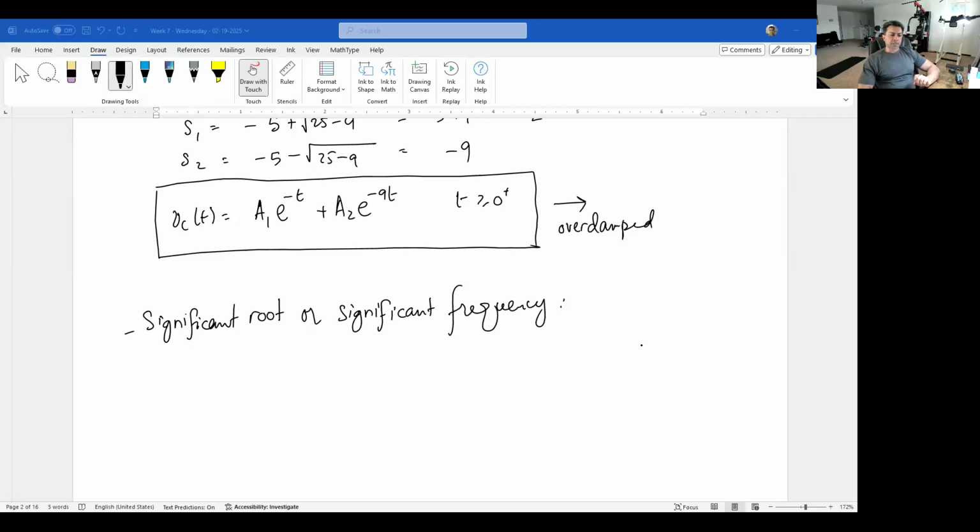Significant root or significant frequency basically is the root or the frequency that is going to take longer to decay, because the shape of your curve depends upon which term. If you have 5 exponentially decaying terms, let's say, right now we have 2, well, let's say you have 2, 3, 4, and all of them are exponentially decaying. The term that is going to take the longest time to decay is going to define the shape of the curve. And the frequency corresponding to that term, or the root corresponding to that term, is called the significant root or the significant frequency.